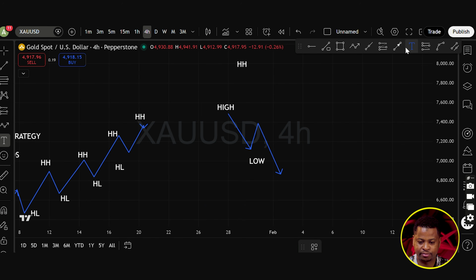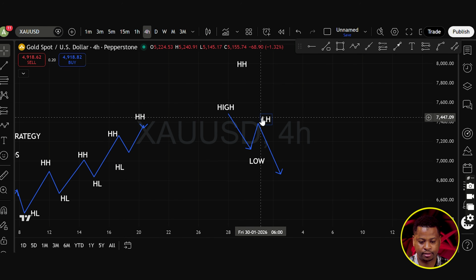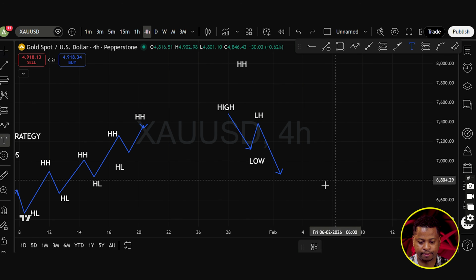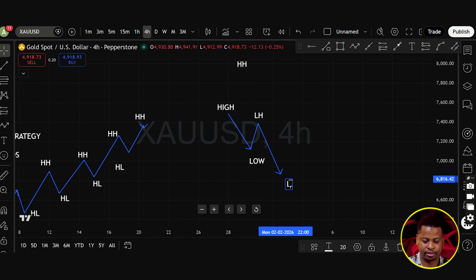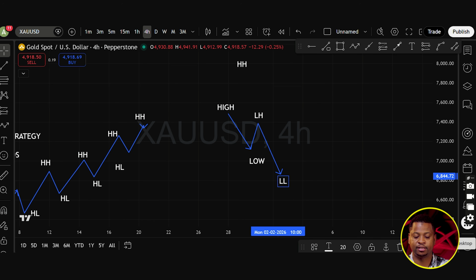So that is why this becomes a lower high, okay? This becomes a lower high, and this becomes a lower low. Do you guys now get it?